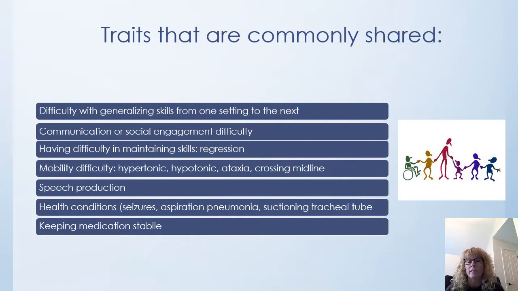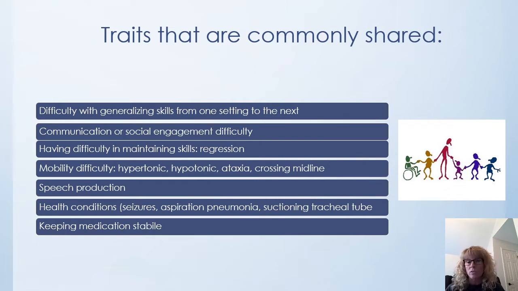Some traits that are commonly shared with multiple disabilities: one is difficulty with generalizing their skills from one setting to the next. This could be a skill that they learn in your classroom. Maybe you're teaching them how to clean a table, how to set a table, how to eat with a fork or spoon, and then they go home or go to a restaurant and they're not able to take that skill and generalize it to those other areas. They get to that restaurant and they have forgotten how to use their spoon, or they go home and forget how to help mom wipe the table.